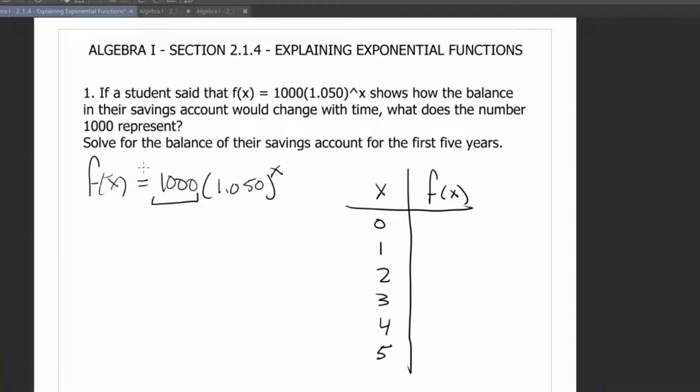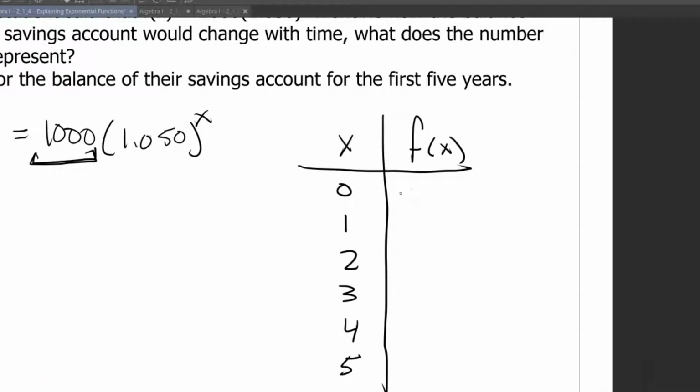So first thing, we could say the answer for what does 1,000 represent, but I think doing the table first will make more sense of the problem. Okay, so let's go ahead and solve for x equals 0. So whenever x equals 0, f of x equals 1,000 times 1.050 to the 0. So anything to the 0 power is equal to 1, right? That's a rule that hopefully you have memorized in class.